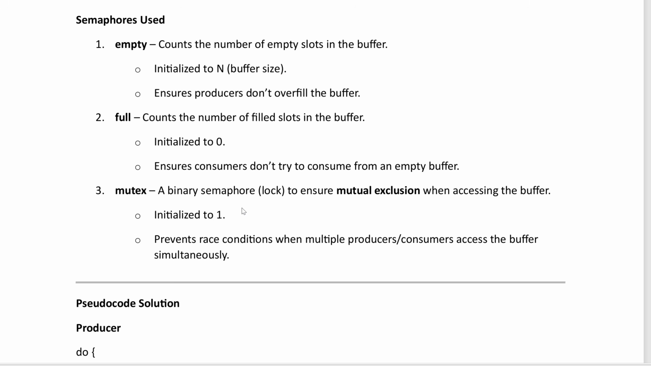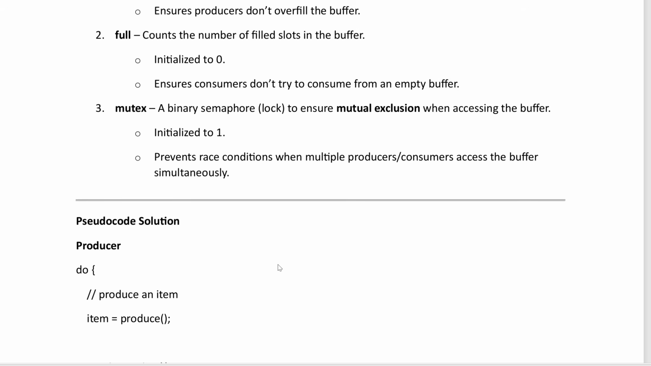The third semaphore is the mutex semaphore. This is a binary semaphore, or you can say a lock, to ensure mutual exclusion. If you want mutual exclusion, we need to use this semaphore when accessing the buffer. Since mutex is a binary semaphore, the value can be 0 or 1, and the initial value of mutex is set to 1. It will prevent race conditions when multiple producers and consumers access the buffer simultaneously.